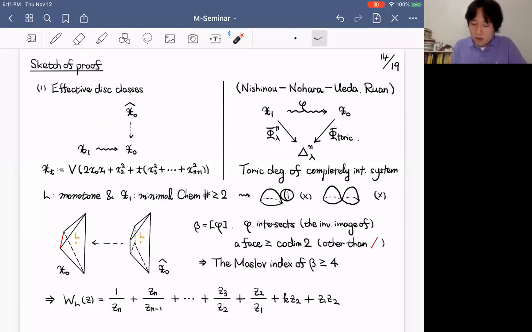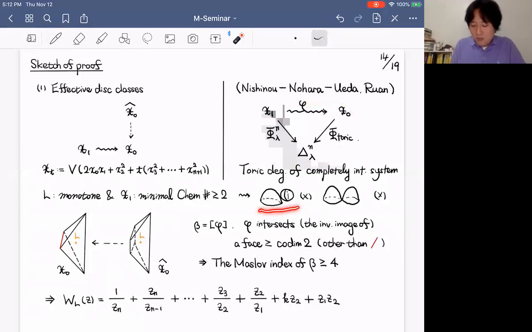And moreover, Nishinou-Nohara actually proves that in this setting, our Gelfand-Zeitlin system, which is coming from the eigenvalue, actually converges to the toric moment map over this polytope. So we have the toric degeneration of the completely integrable system. And our L was the fiber over the very center, which was monotone. And our generic fiber is a partial flag variety, a quadric hypersurface, with minimal Chern number greater than or equal to 2.